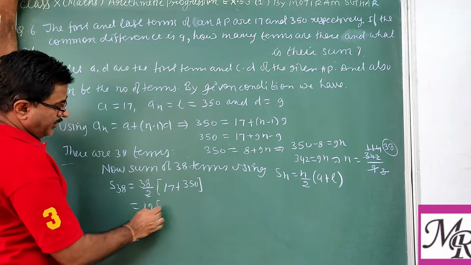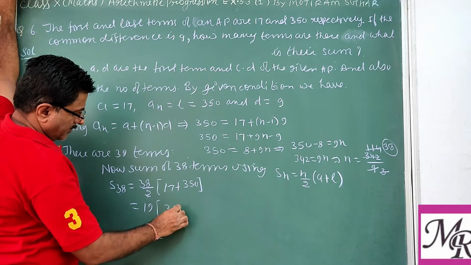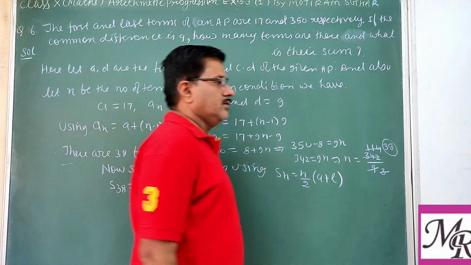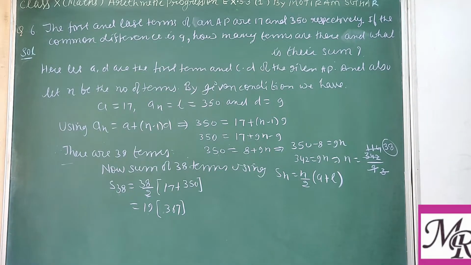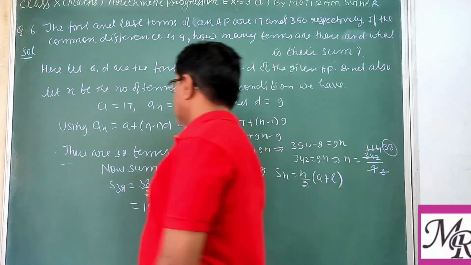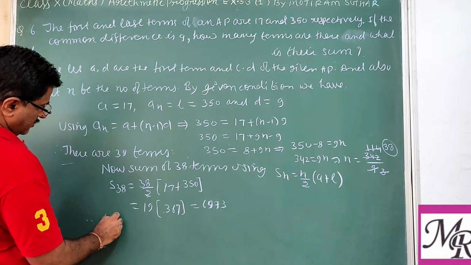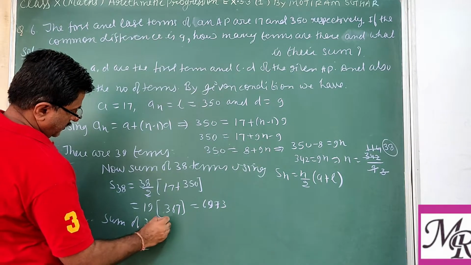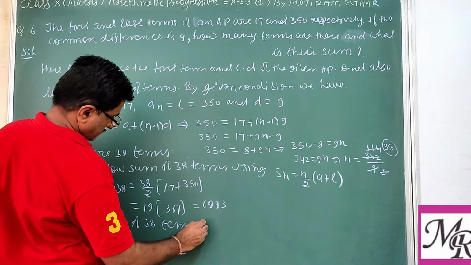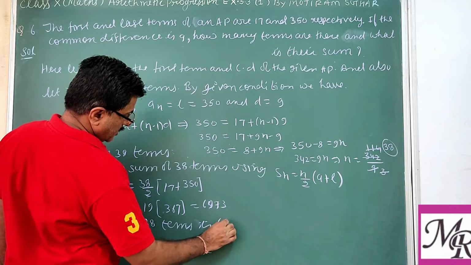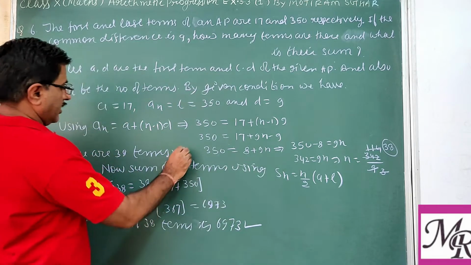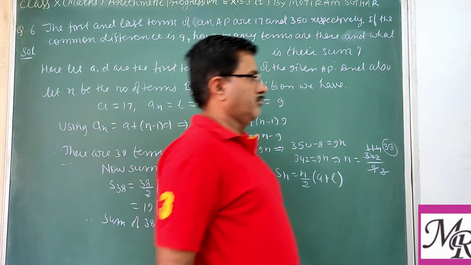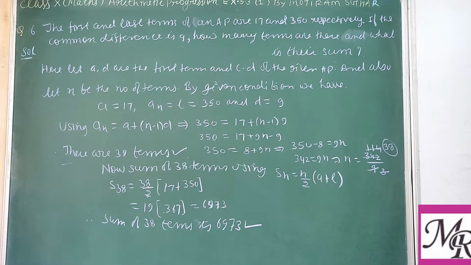38 divided by 2 is 19. If you multiply 19 by 367, we get the answer. So the product of 19 and 367 is 6973. So at last we write: therefore, the sum of 38 terms is 6973. In this way we get both answers, the number of terms and the sum of those terms.